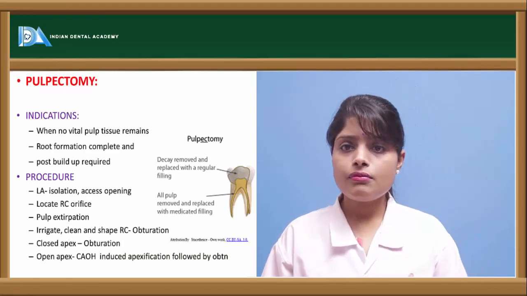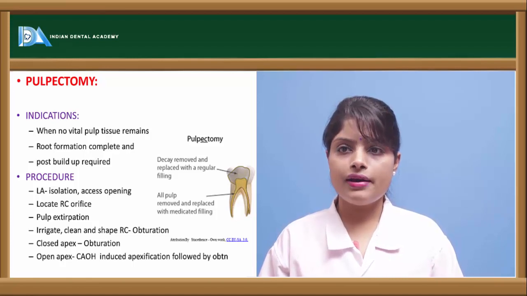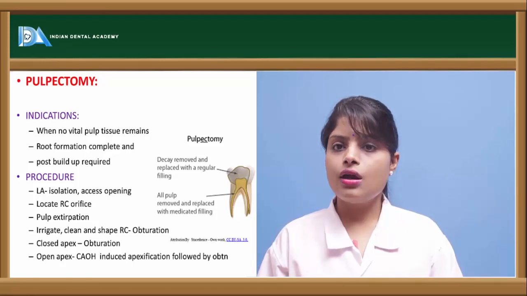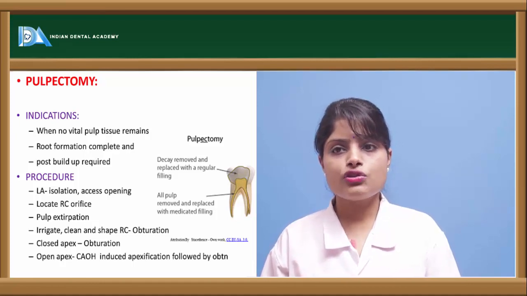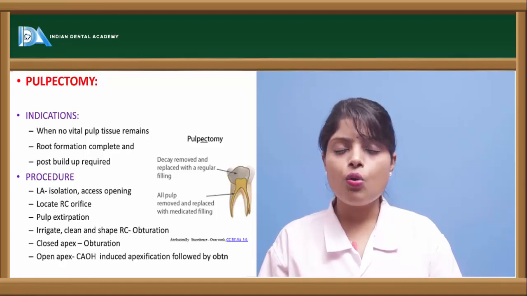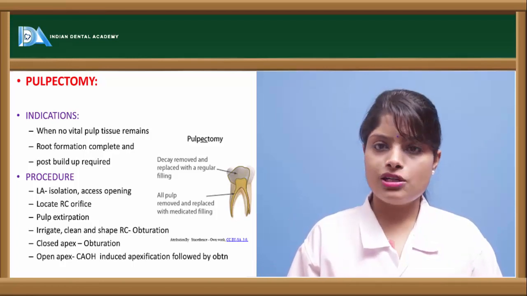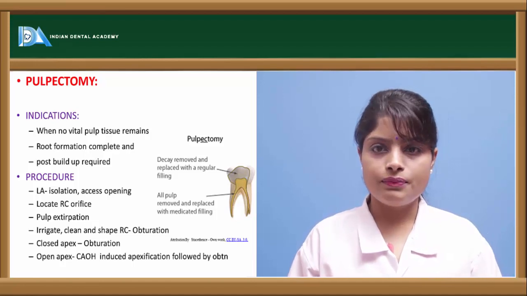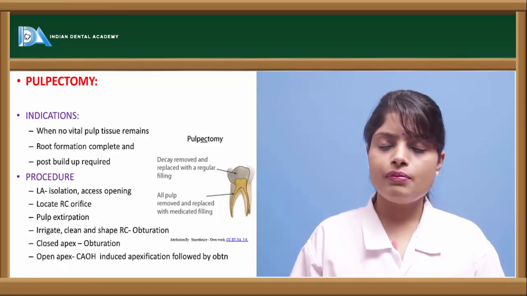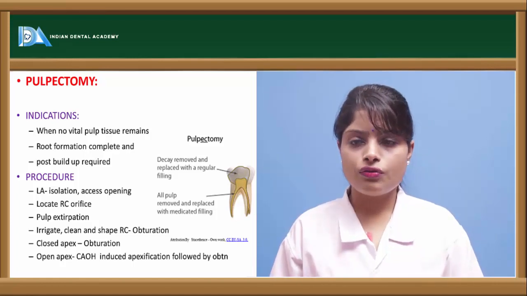Then, if the bleeding does not stop, or if there is more than 60 minutes of pulpal exposure, or if the exposure is contaminated, when no vital tissue remains in the pulp chamber and the root formation is complete, then we can go for pulpectomy. Herein it involves administration of local anesthesia and isolation of the tooth.